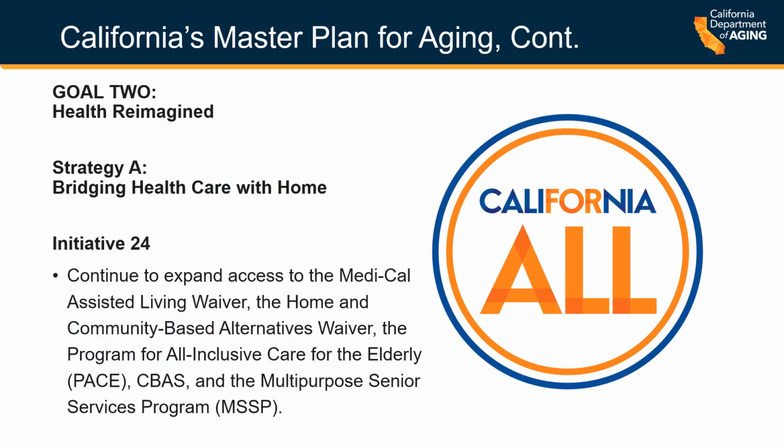In alignment with this population growth and in response to this executive order, the Master Plan for Aging outlines 5 bold goals and 23 strategies to build a California for all ages by 2030. California's Master Plan for Aging includes an initiative under Goal 2, Health Reimagined, to assess the need and opportunities to modernize regulatory and licensing barriers and expand access to community-based adult services.